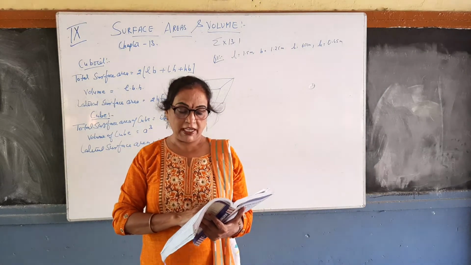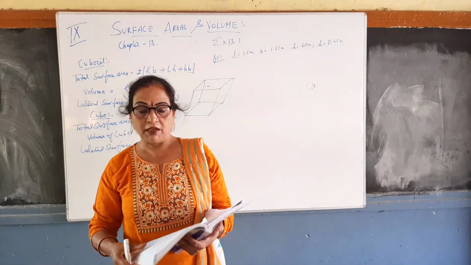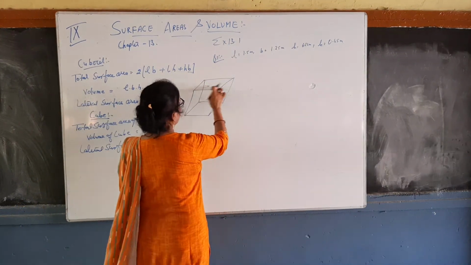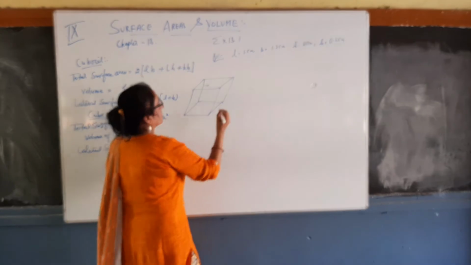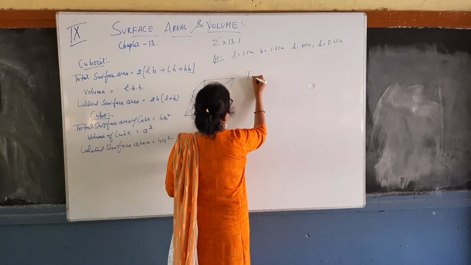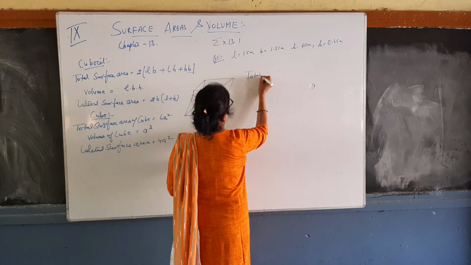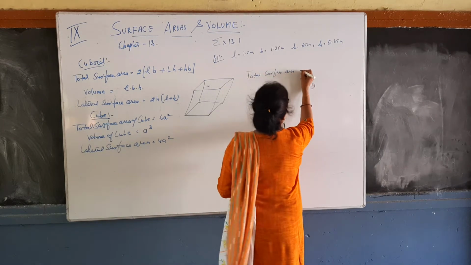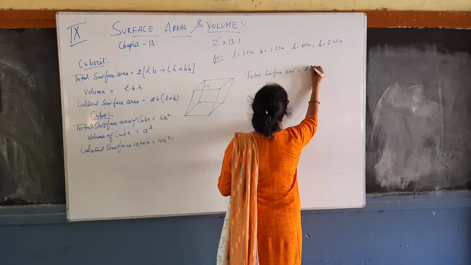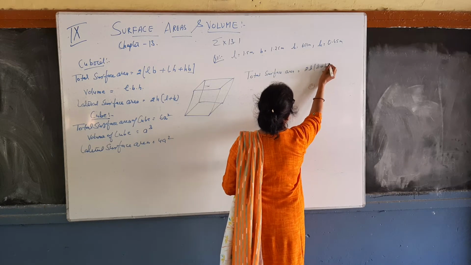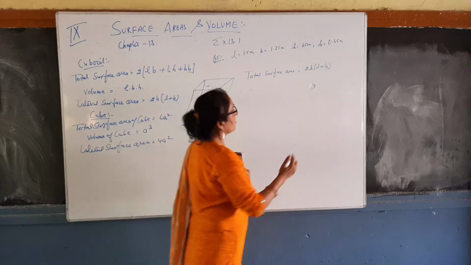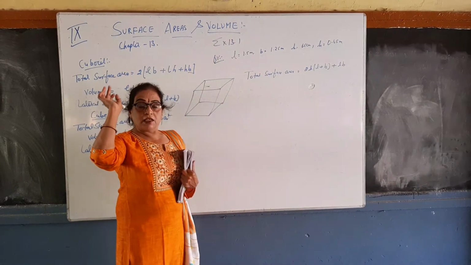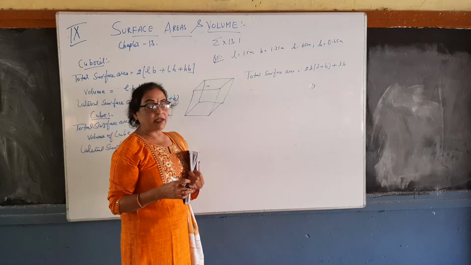You have to determine the area of the sheet required for making the box. Here the top is open, so we will find the total surface area without the top. So it will be 2H(L + B) plus L into B, because here top is open, so one length and breadth face is open here.